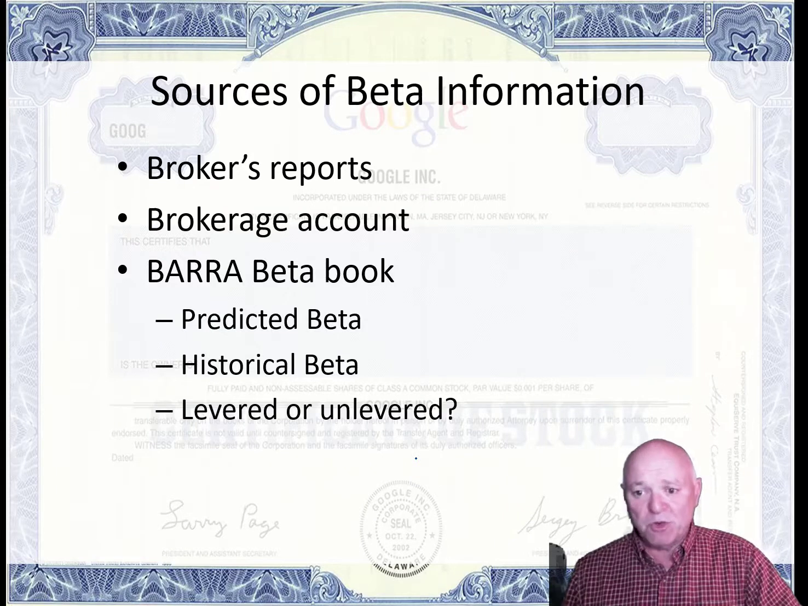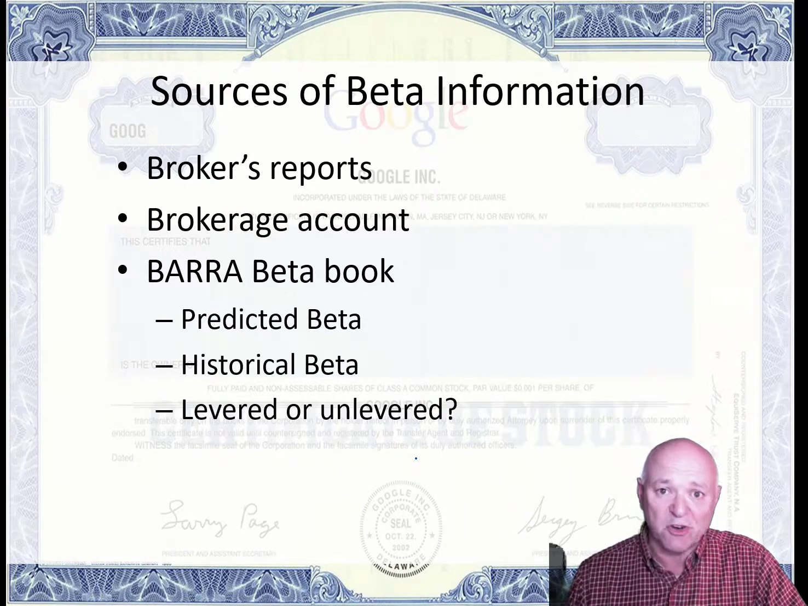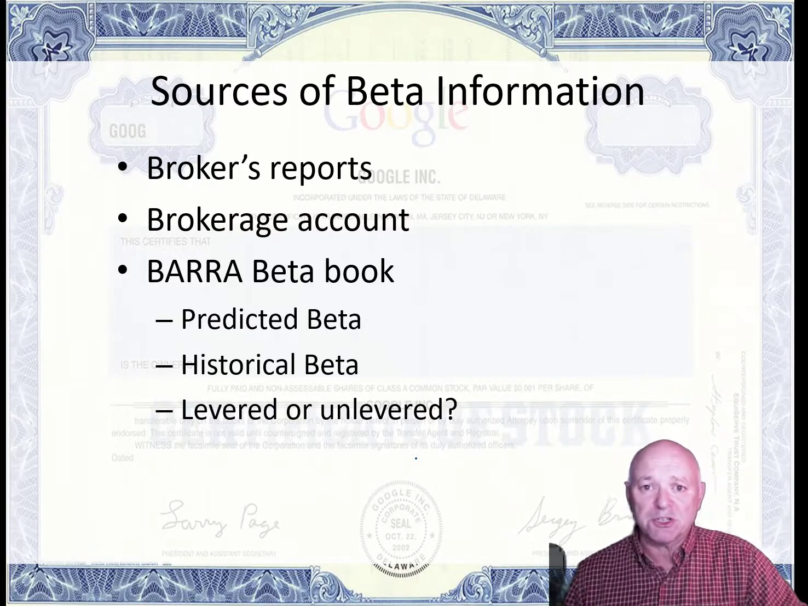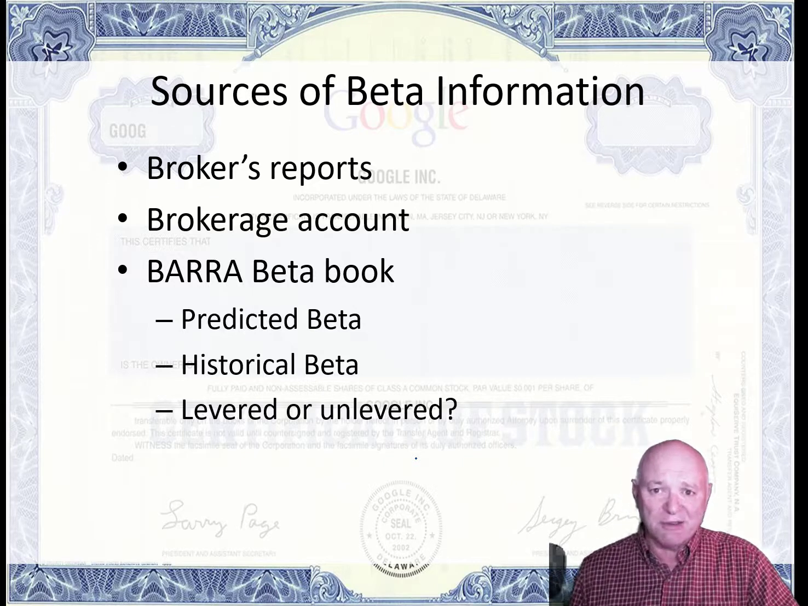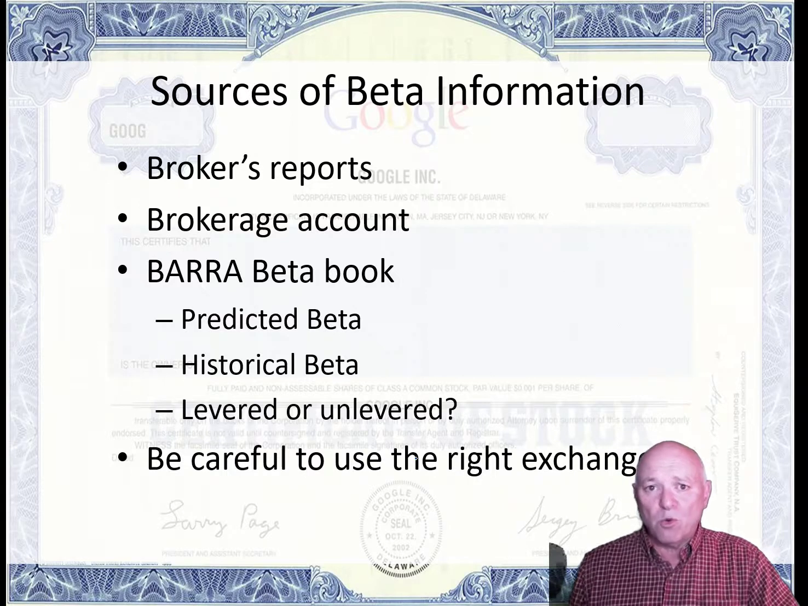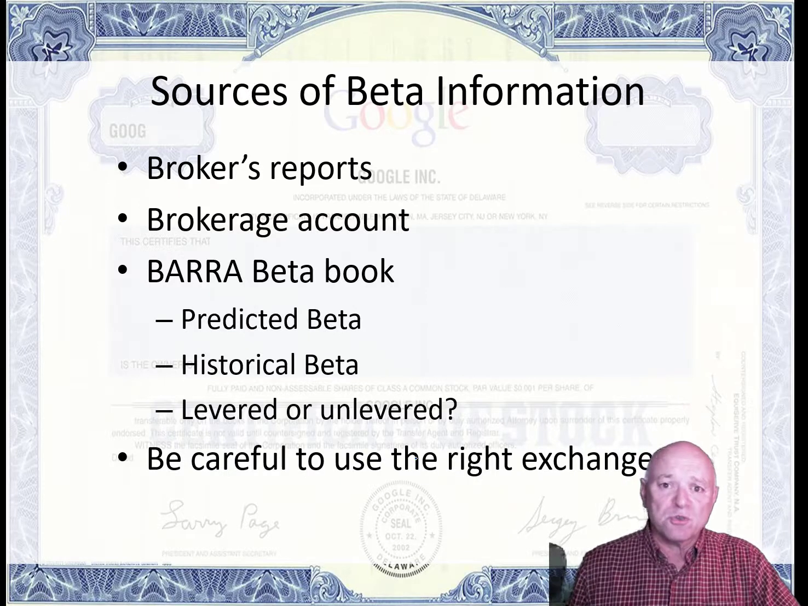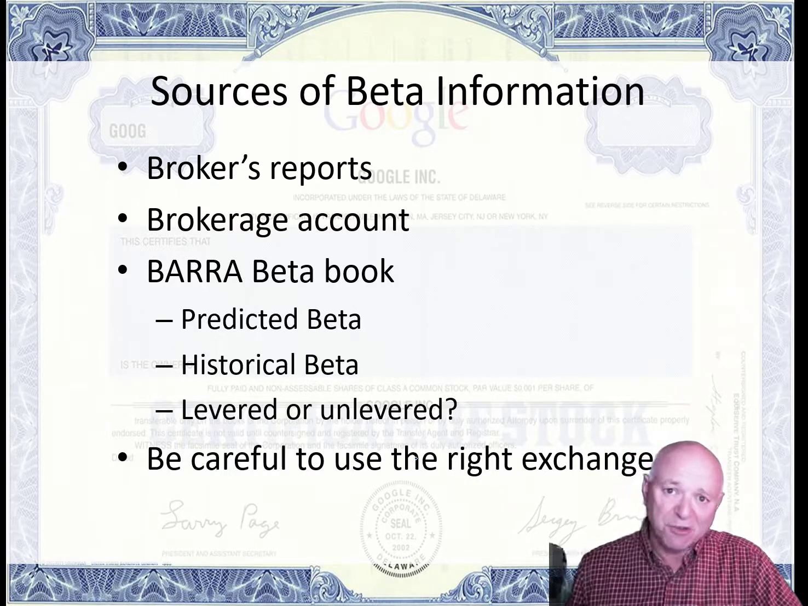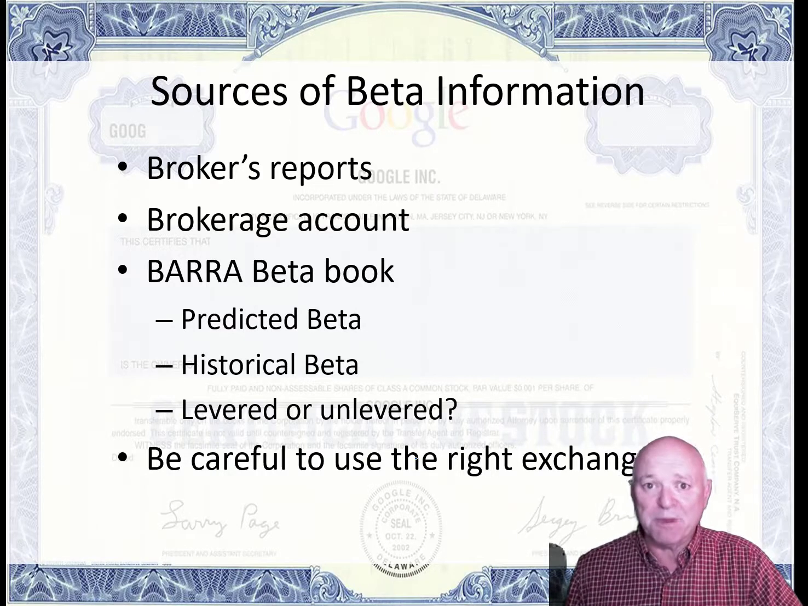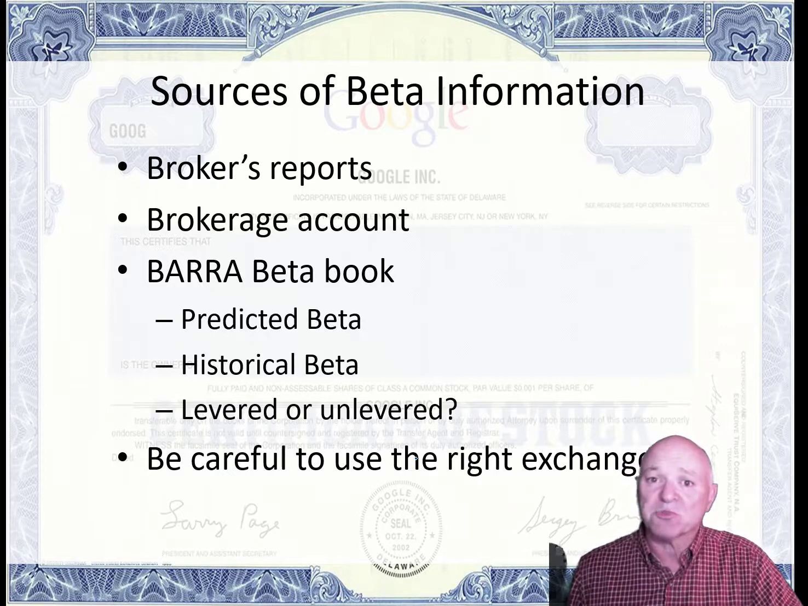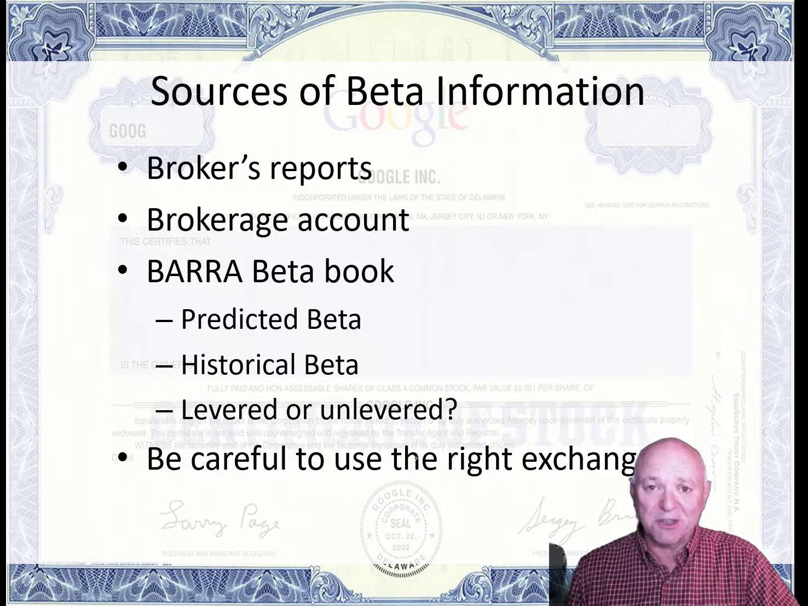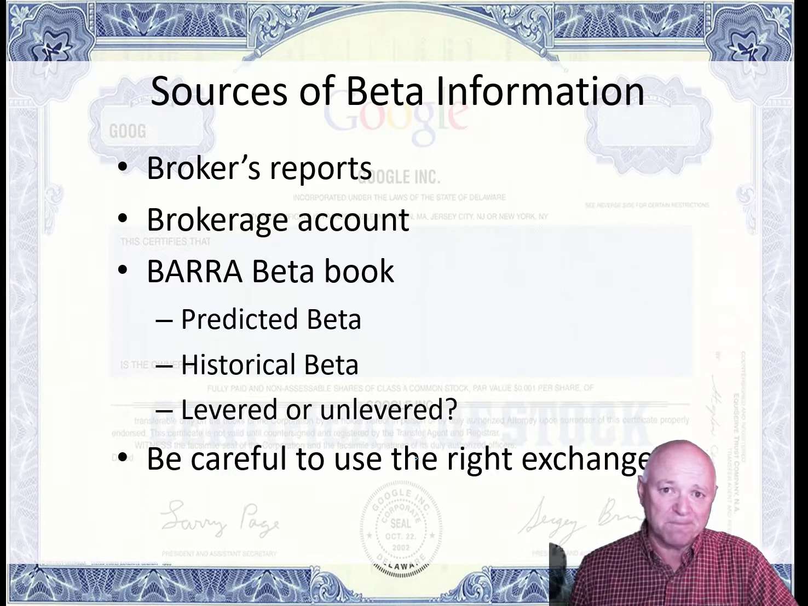They produce predicted ones. The typical ones that we use are historical, based on historical information, and they provide information about leveraged and unleveraged betas, something we'll look at later in the course. Whenever using betas, make sure that you use the right exchange, because a beta for a company that's listed on several exchanges might actually be different depending on which proxy or index we're comparing it to. And we'll come back to that also in a couple of minutes.